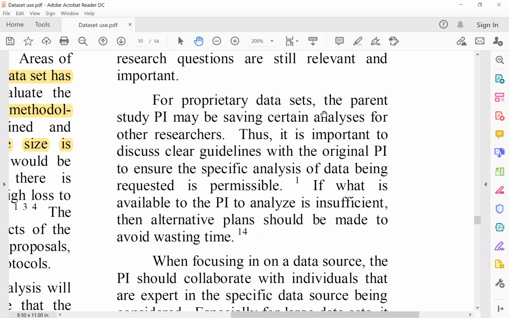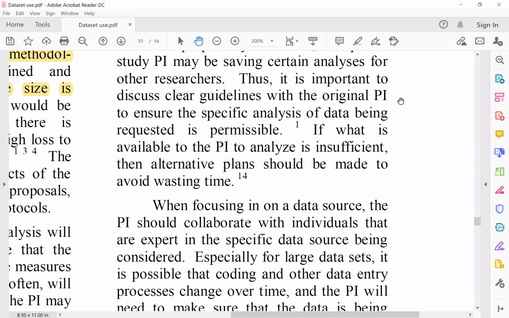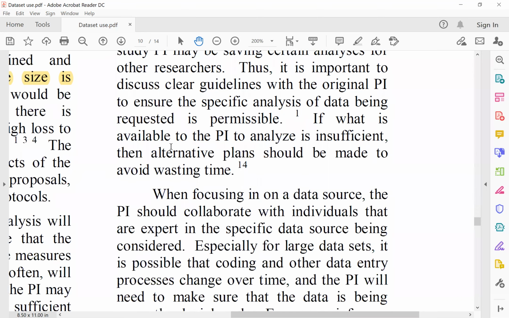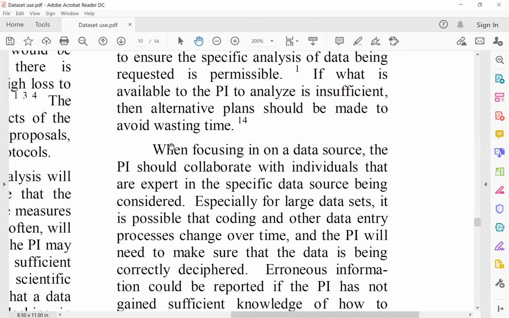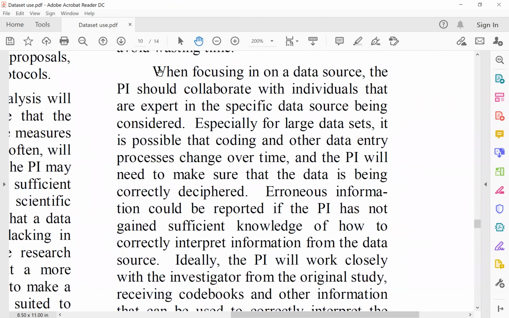For proprietary datasets, the parent PI may be saving certain analyses for other researchers. Thus, it's important to discuss clear guidelines with the original PI to ensure the specific analysis of data being requested is permissible. If what's available to the PI to analyze isn't sufficient, then alternative plans should be made to avoid wasting time. When focusing on a data source, the PI should collaborate with individuals who are expert in the specific data source being considered.